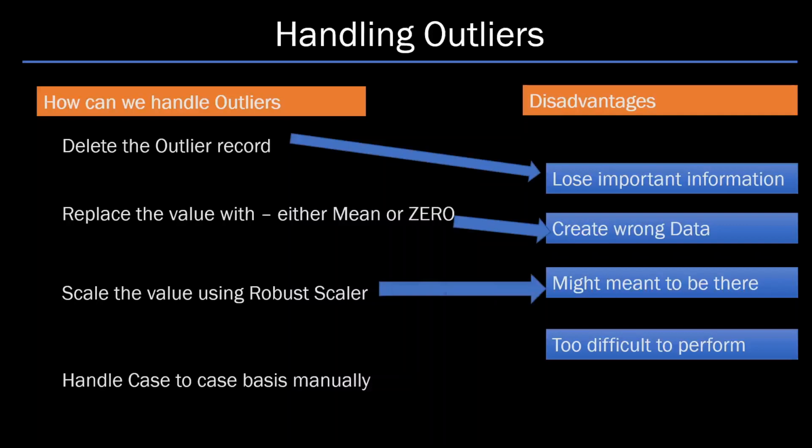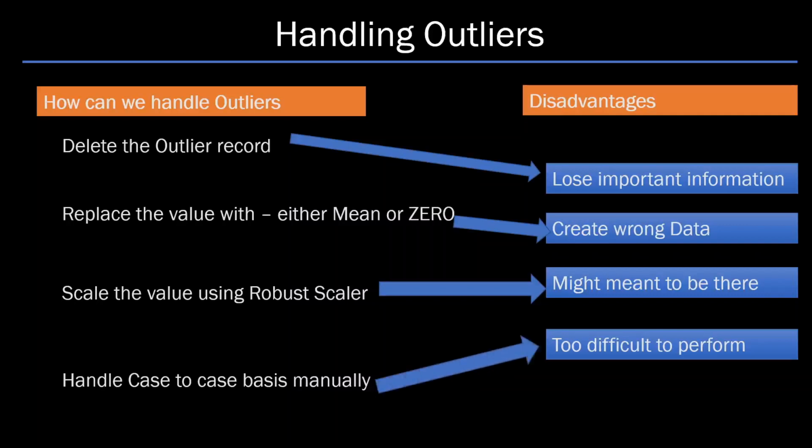And with the robust scaler, when we use it, it will scale the data in a way that we might not expect. There might be some outliers which are meant to be there, but you are changing the data itself. That might affect the data information. It is not a very clean way of doing it, but still it is one of the ways.